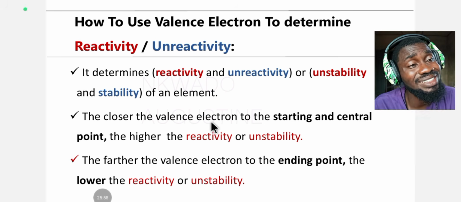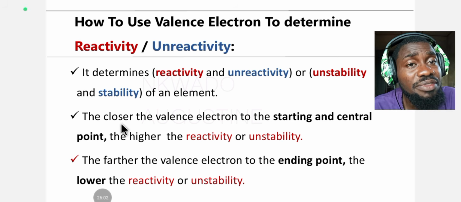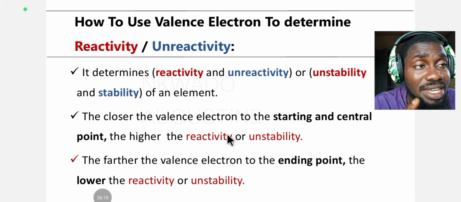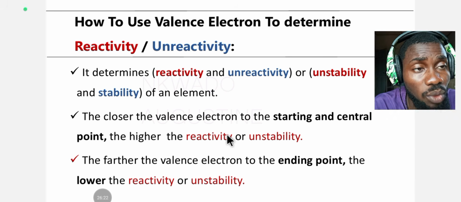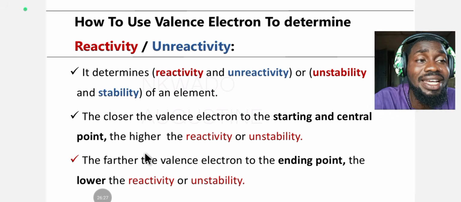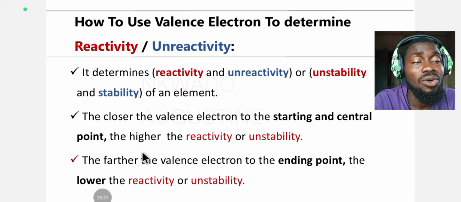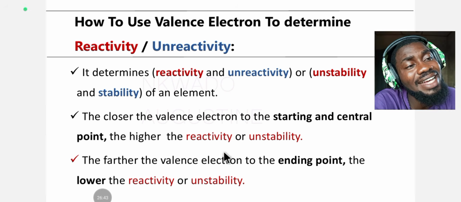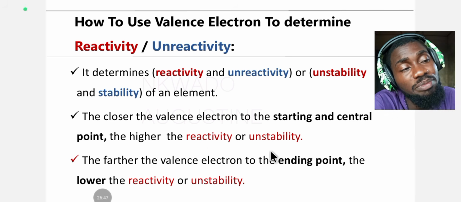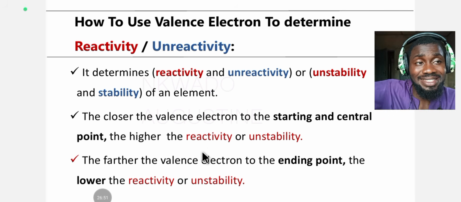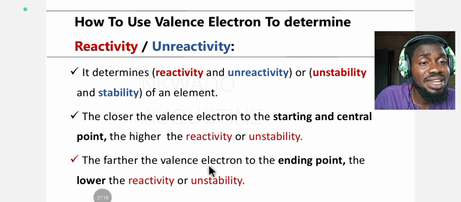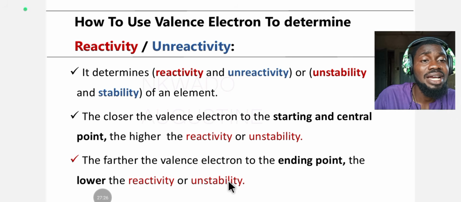And how does the valence electron determine this reactivity? It determines it by the starting and the central point. Remember the starting point in electron capacity: the first electron in the capacity of a shell is the starting point. The central point is the electron located in the middle of the electron shell capacity. So if the valence electron is closer to the starting point and the central point of the electron capacity, the higher the reactivity and instability of the element. The second law states that the farther the valence electron is from the ending point, the lower the reactivity and instability of the element.